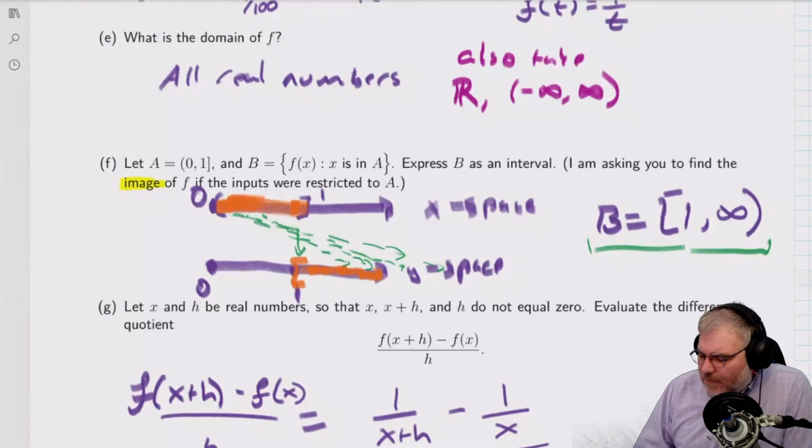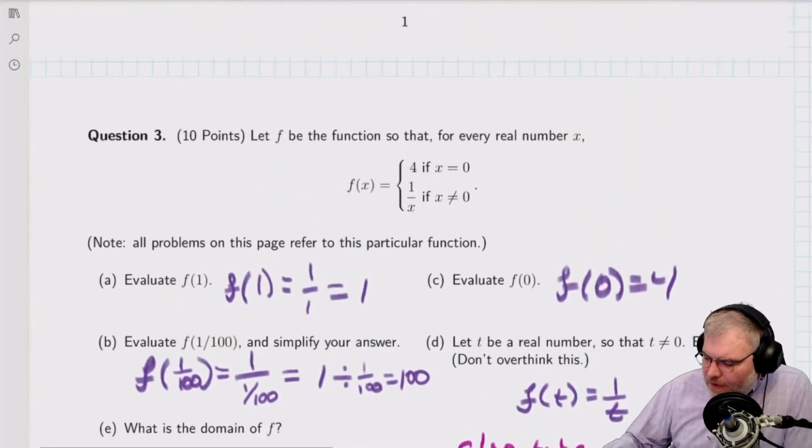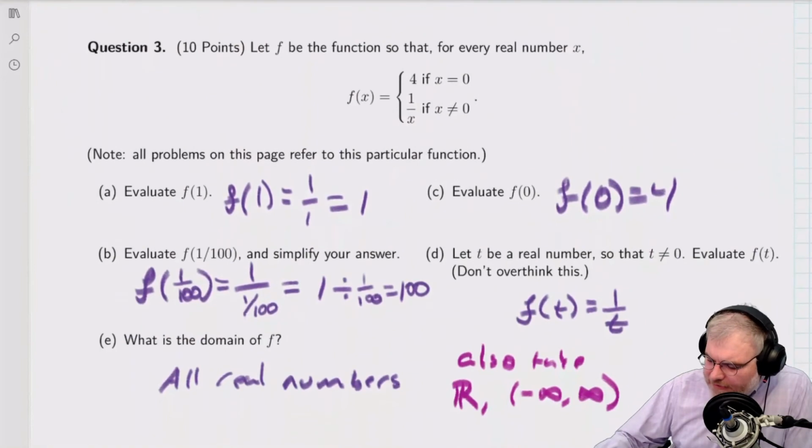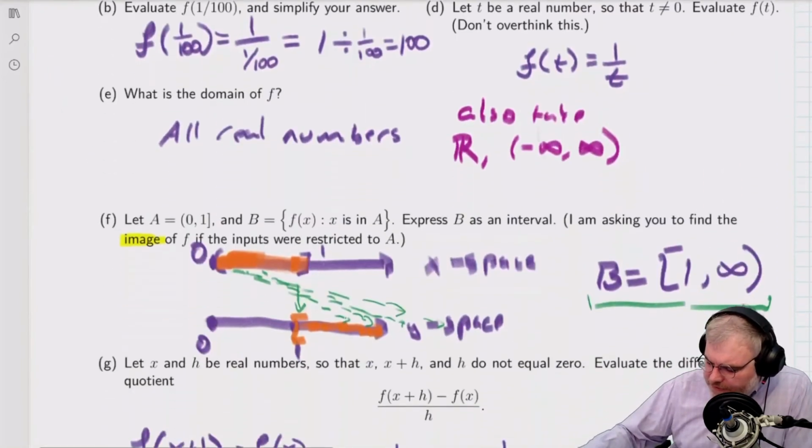Yes, that's still based on that 1 over x function. So as I said before, all problems on this page refer to this particular function.